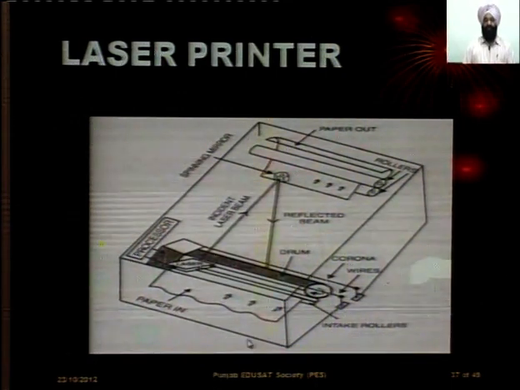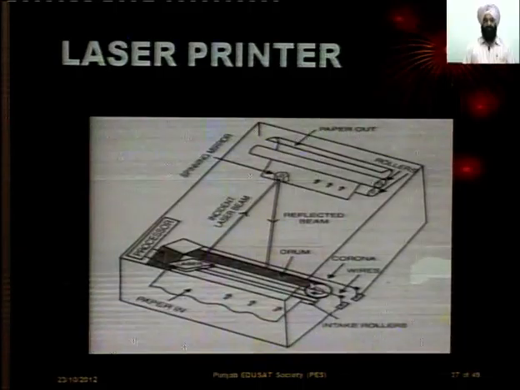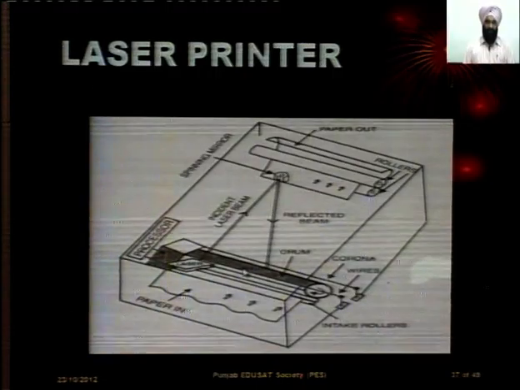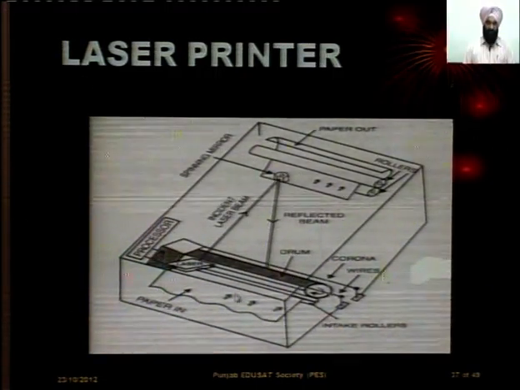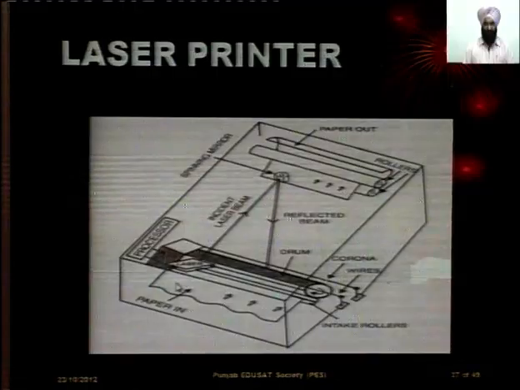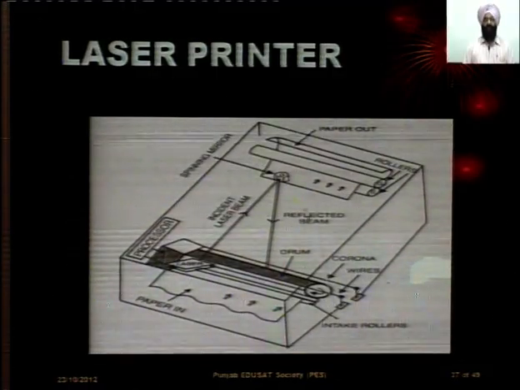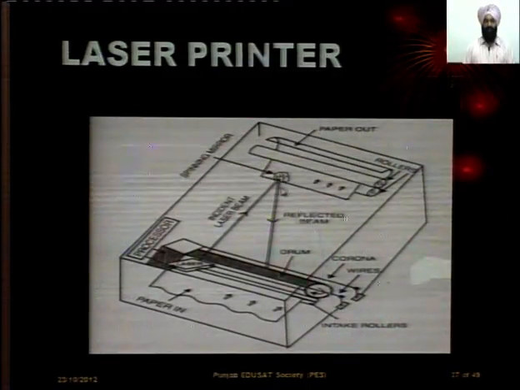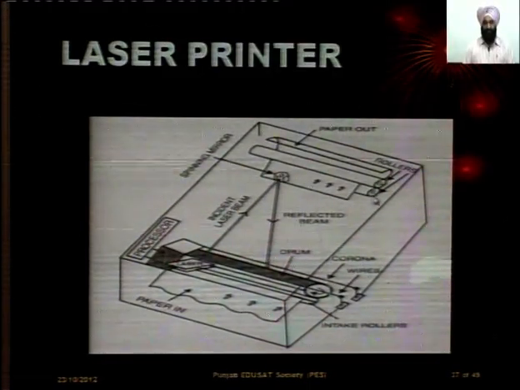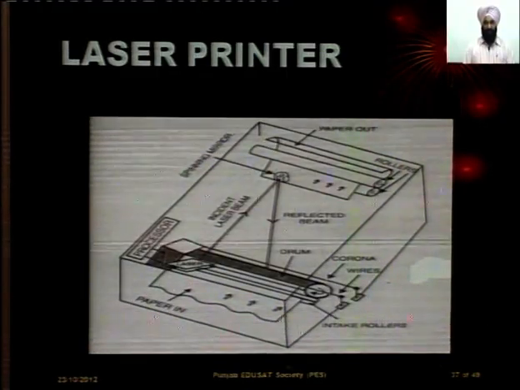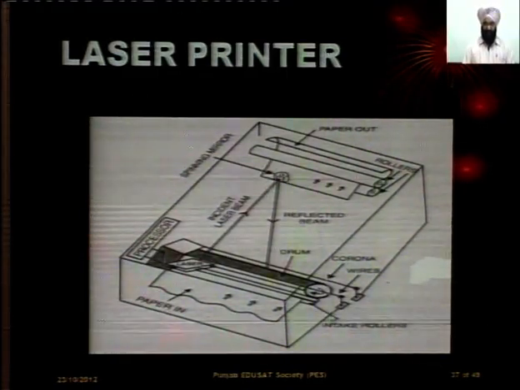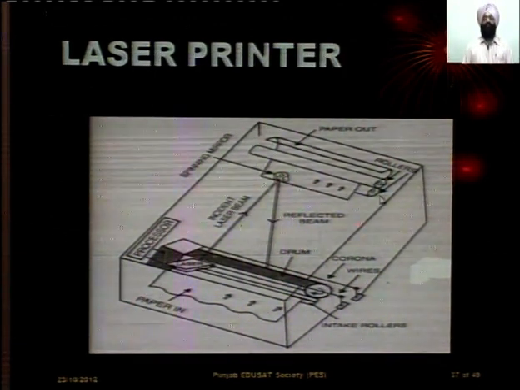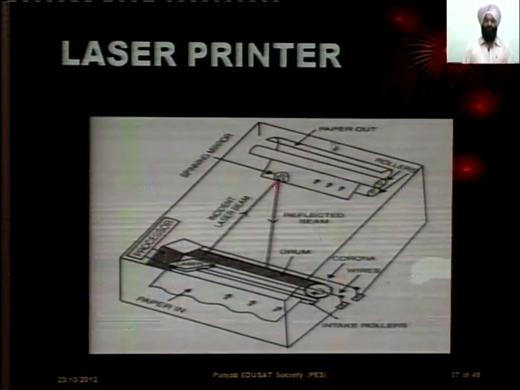Then this drum image is developed into a viewable image, and this is fused to the paper which is placed in this tray. This paper is taken out from this tray and is rolled with the help of these rollers. These are intake rollers for paper, the paper delivery system, and these are the rollers which give the paper out of the printer.